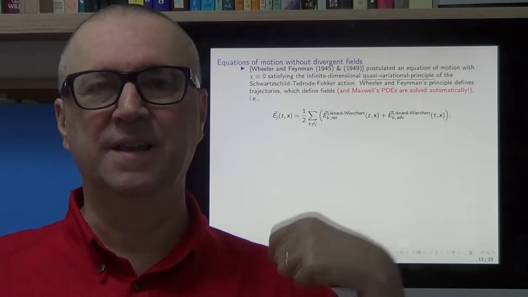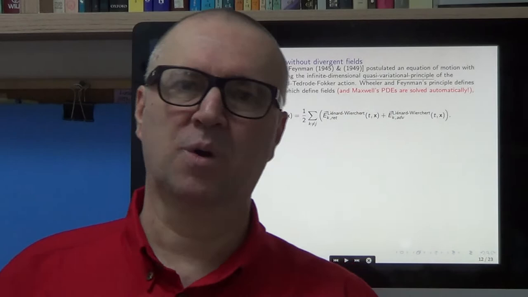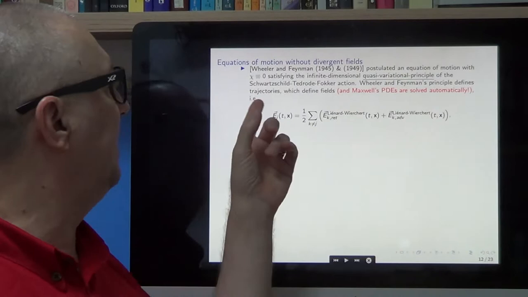These are the people, in the beginning of the 20th century, who discovered this. It was instrumental, because Poincaré, for example, didn't know about this. They were just trying to do electrodynamics, and they failed. An enormous, great mathematician failed in the beginning of the 20th century because this was a detail that came a bit after. Wheeler and Feynman's principle defines trajectory, which defines fields, and Maxwell's PDEs are solved automatically.